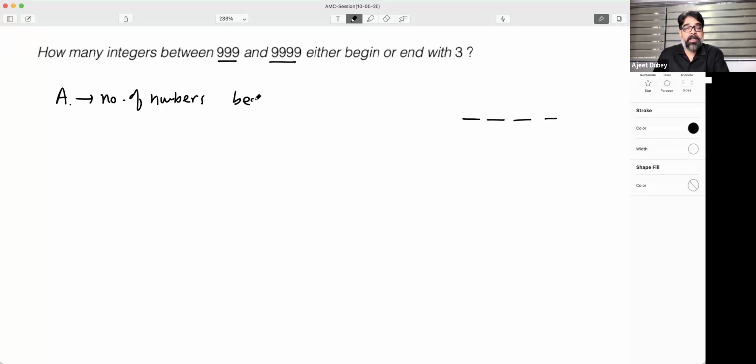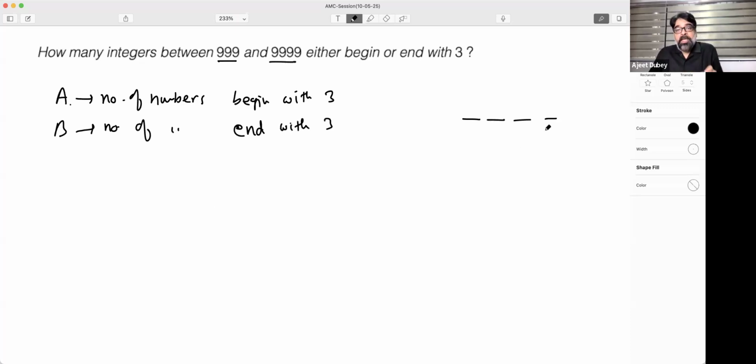So suppose A represents the number of numbers that begin with 3, and B represents the number of numbers that end with 3. Now let's do permutation. I want those numbers which begin with 3. Very simple. What to do? I will fix 3 here, and then see how many ways I can fill the rest. This place I can fill with anything, either 0, 1, 2, 3, 4, so 10 ways.